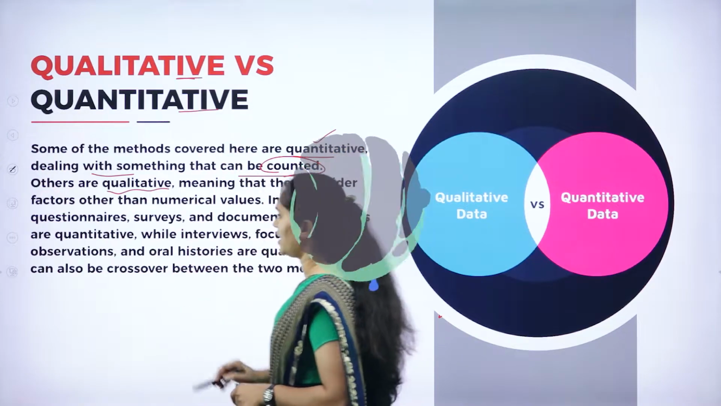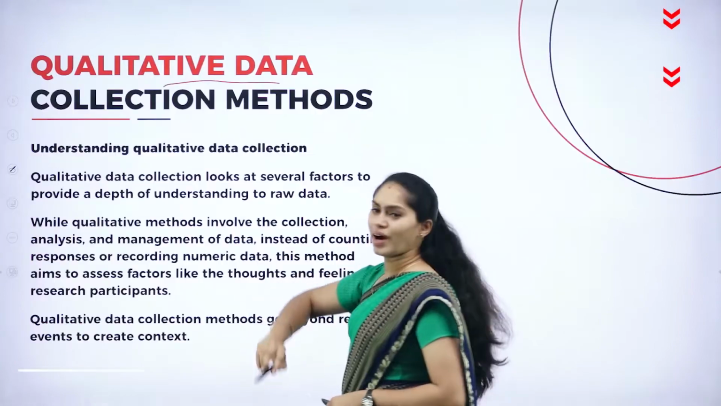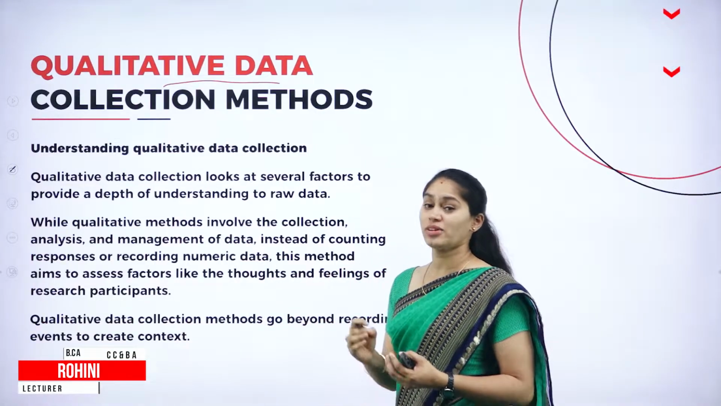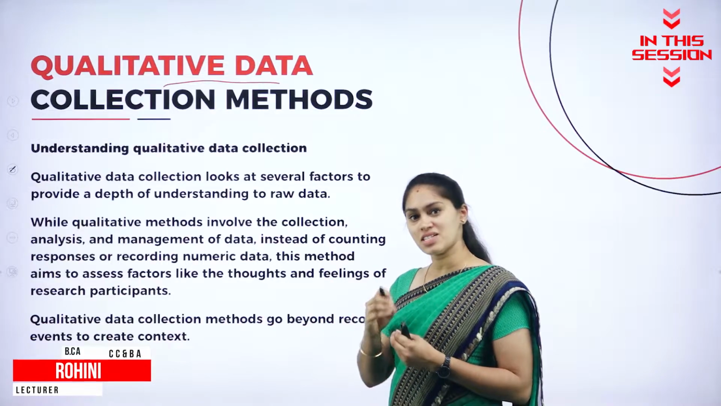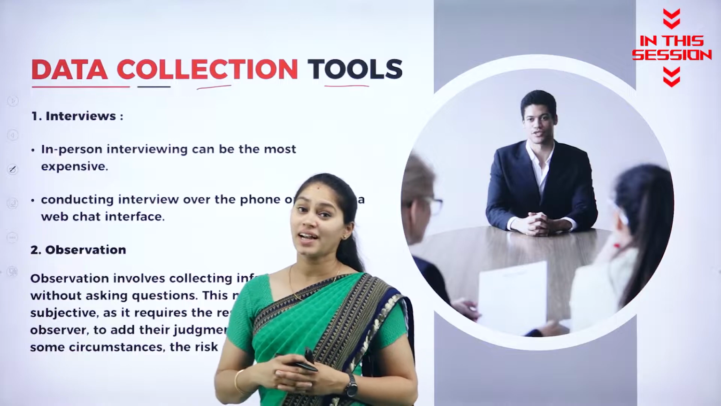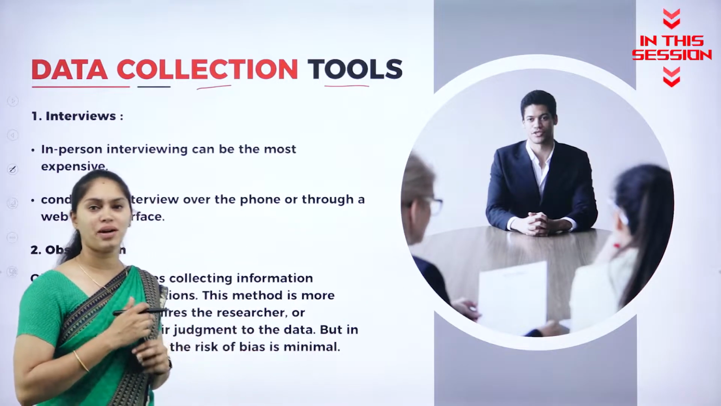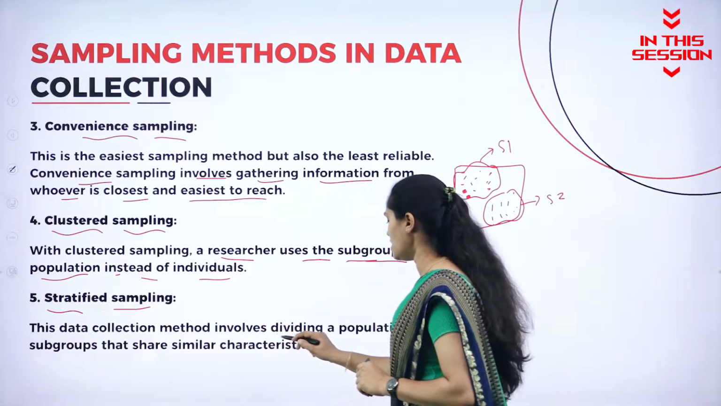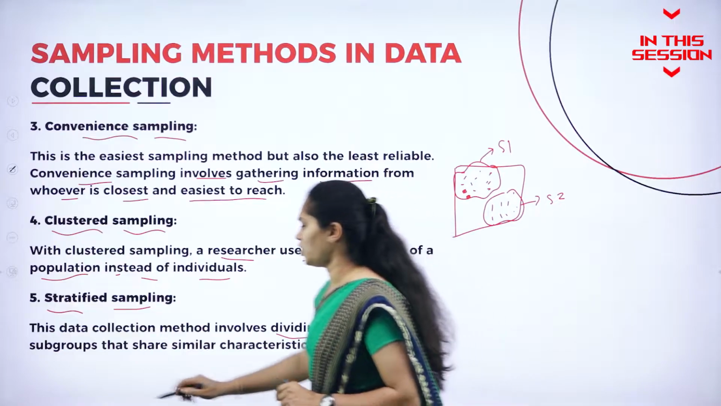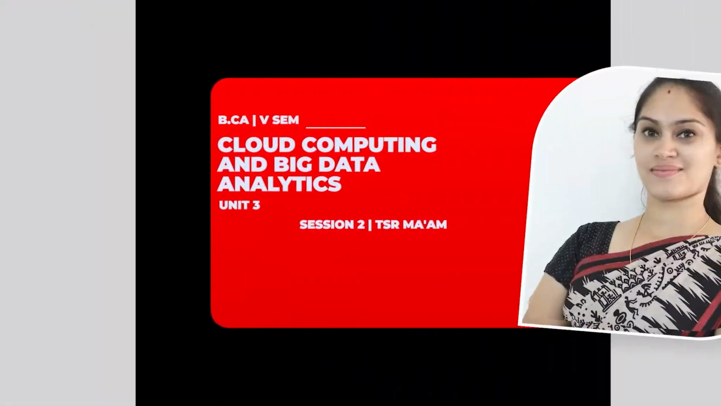It comes to the qualitative, it is nothing but other than numeric value. As we all know, qualitative data deals with data which is not in numeric form. We are dealing with big data, so the data must be adequate. For that purpose, I have to collect the data from different sources. In this data collection method, it involves dividing a population into subgroups that share similar characteristics.